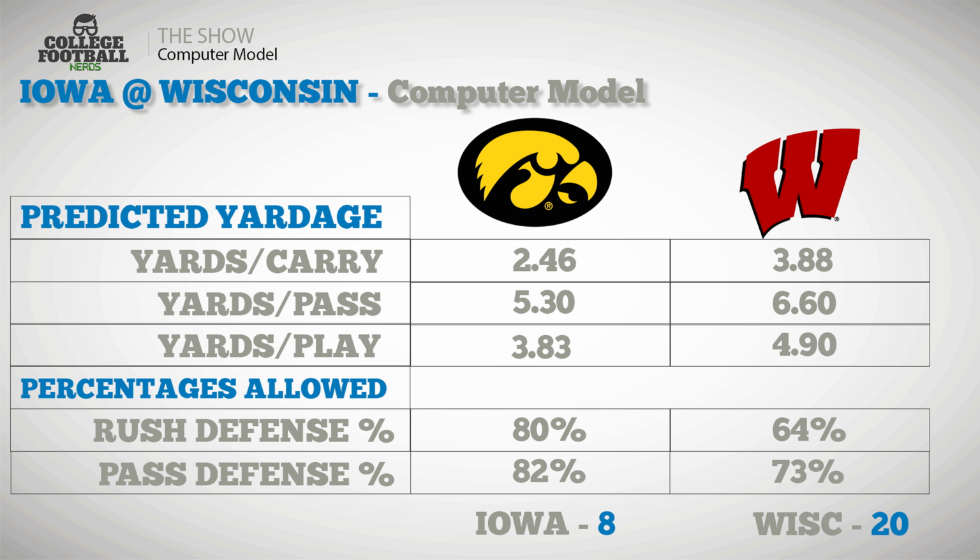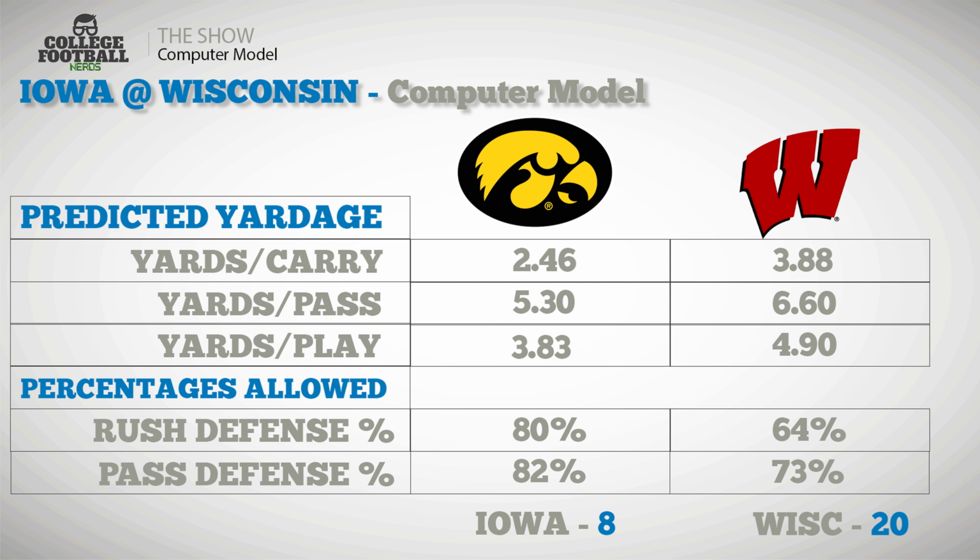They're going to struggle a little bit here. The model's projection is 3.9 yards per carry, but that's a lot closer to that 4.5 yard proficiency metric than you're going to get from Iowa. And in the passing game, none of these teams are expected to be explosive by any means: 5.3 yards per attempt and 6.6, but again, a little more production from Wisconsin.